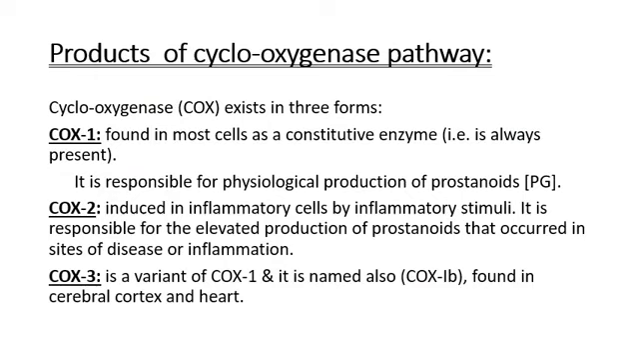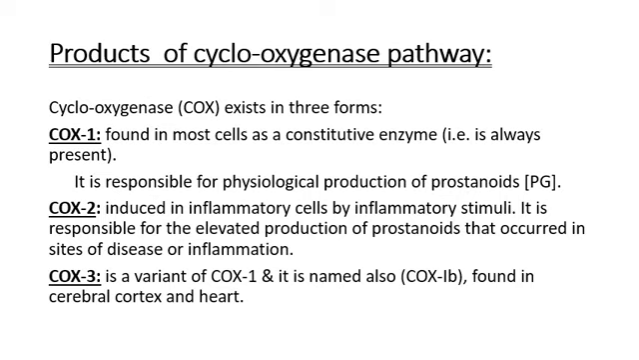So the products of the cyclooxygenase pathway: we agreed arachidonic acid either goes through the cyclooxygenase pathway or the lipooxygenase pathway. The cyclooxygenase enzyme consists of 3 types. There are 3 types of cyclooxygenase enzyme. Cyclooxygenase 1, it's a constitutive enzyme. It's always present, and it's important for physiologic functions.